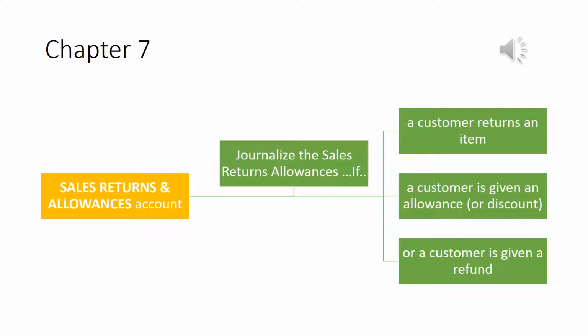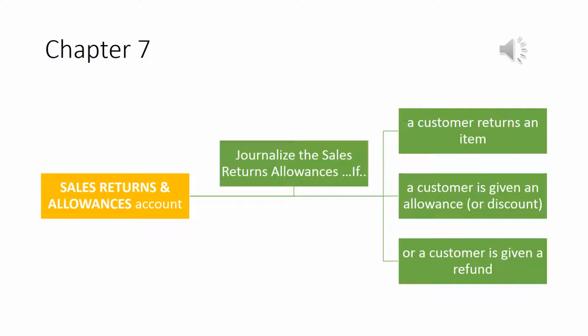Another example is you will journalize the sales returns and allowances account if a customer is given an allowance or discount. For example, someone may buy a desk for their office, and let's say the desk has a scratch on the back, and obviously the scratch would not make the desk unusable. However, the business may give you a very good discount to sell the desk as is, and most people would take advantage of that to get a discount because the desk is still usable. So that would be an example of being given an allowance or discount.